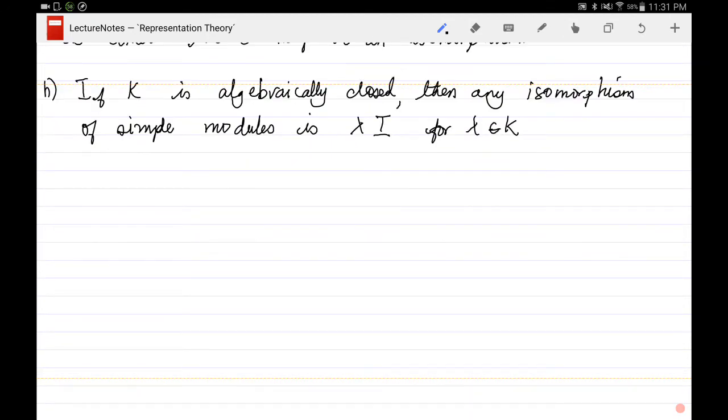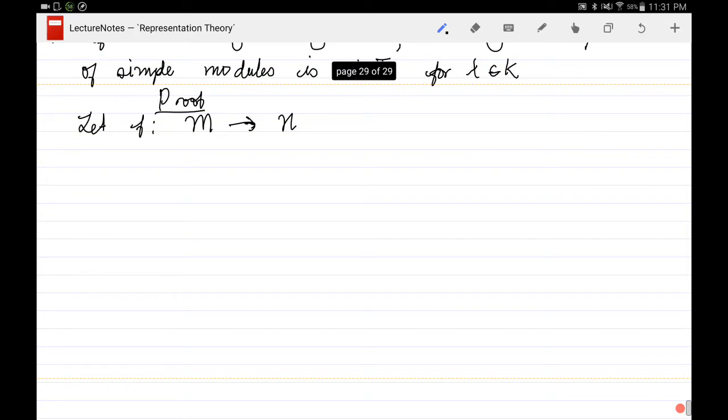So let's call F our putative homomorphism. Proof. Let F be a homomorphism from M to N. Now, what is the idea? First we'll say how we're going to try to prove this. We're going to have to use the fact that we have a homomorphism and the fact that our modules are simple.